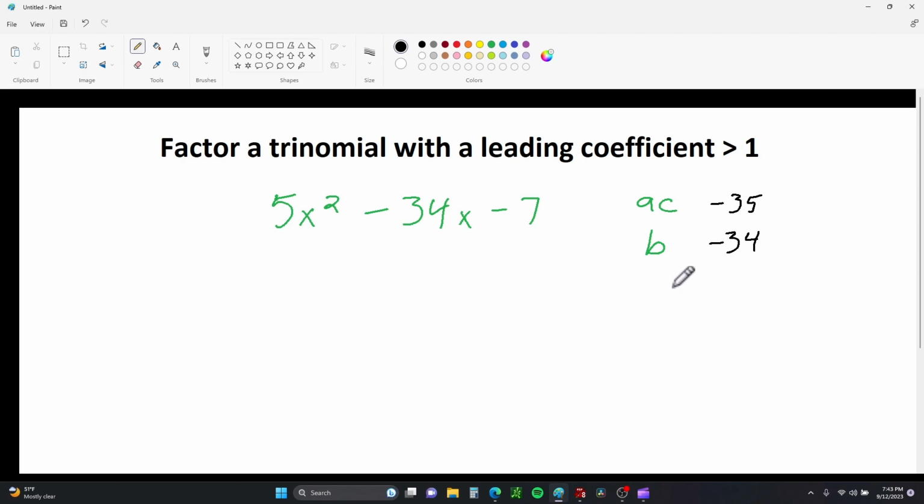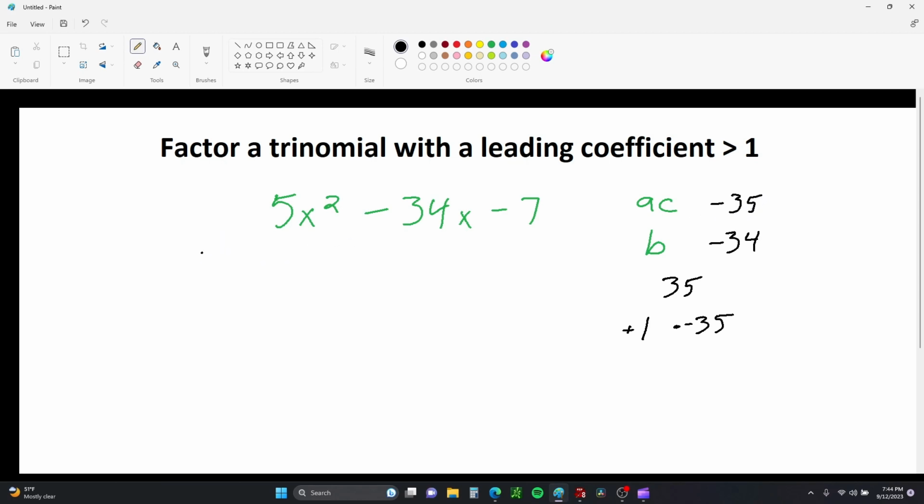So the purpose of the AC method, I'm going to use 35. The factors of 35 here are going to be 1 times 35. I can keep going with the other factors, but I've already found the answer. This is going to be plus 1 and minus 35. And if I add these together, I get minus 34. And if I multiply these together, I get minus 35.